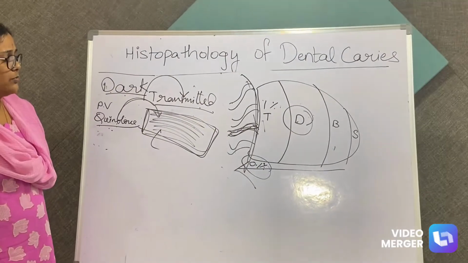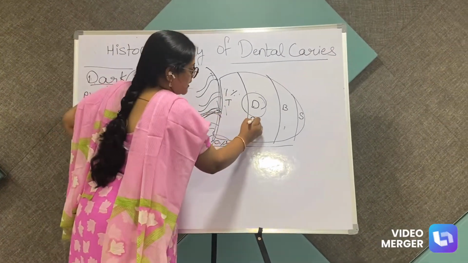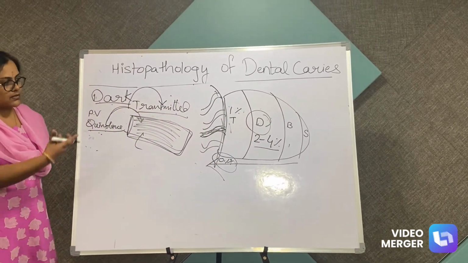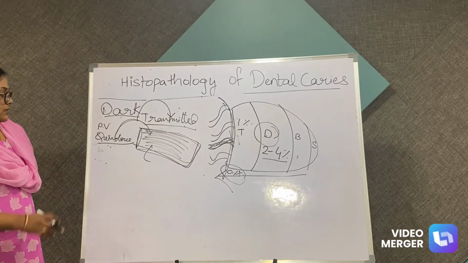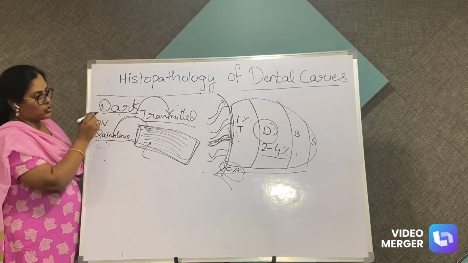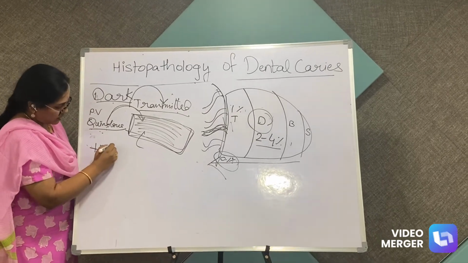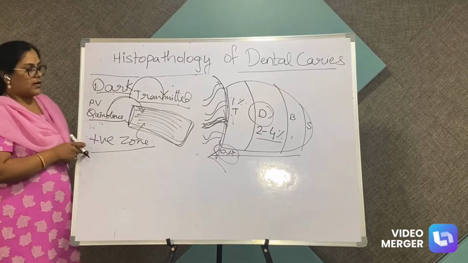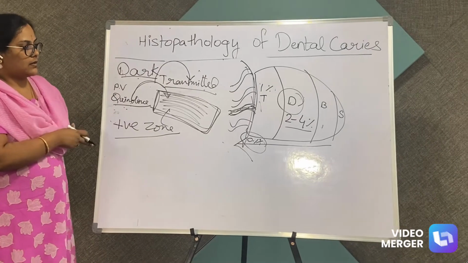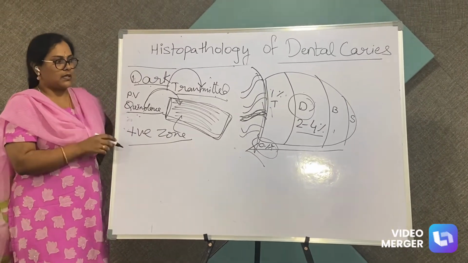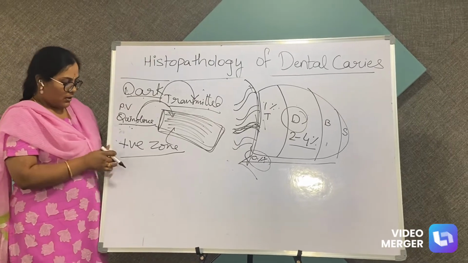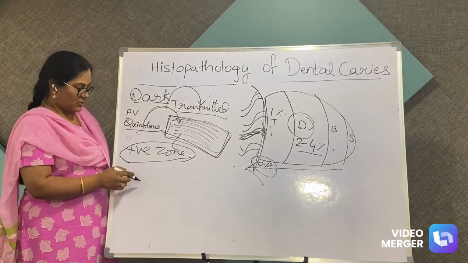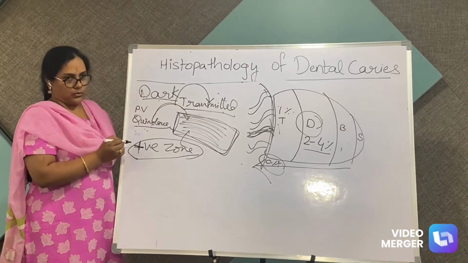Now what about the pore volume? The dark zone is 2 to 4% porous, so it is comparatively more porous than the adjacent sound enamel. An important point is that this zone is also called the positive zone. Why? As we discussed earlier, the translucent zone need not be present in all advancing lesions, whereas this zone will be present in all carious lesions. Hence it is called the positive zone.